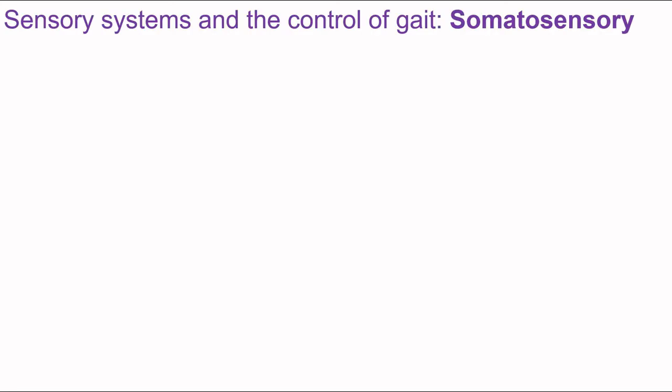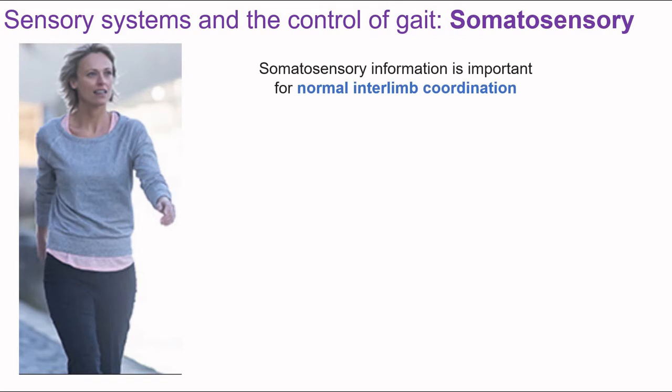Somatosensory information is important for normal interlimb coordination. This particular role of somatosensory information is evident in the coordinated patterns of rhythmic arm movements and leg movements that are seen during human locomotion. This arm-leg coordination is modulated by interlimb reflexes.